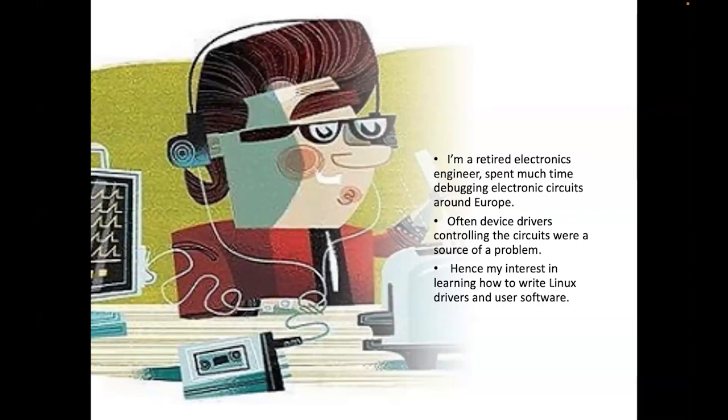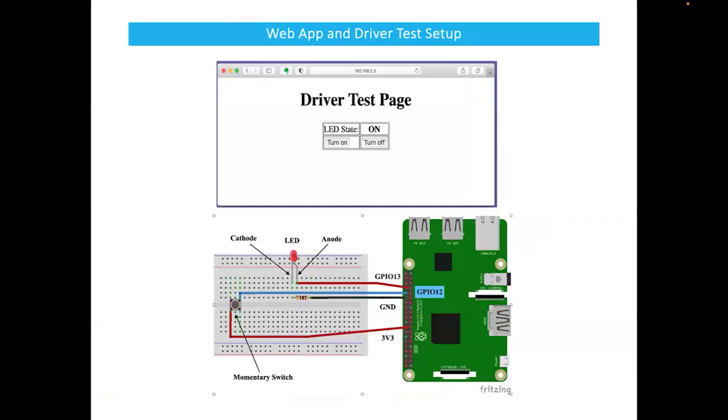So I started experimenting really on a Raspberry Pi. That seemed like a good vehicle to do it on, mainly because you can easily attach hardware to it. So what I've done is, with the help of a friend, we've developed a simple web test page, and using a Raspberry Pi 4 connected to an LED and a switch.